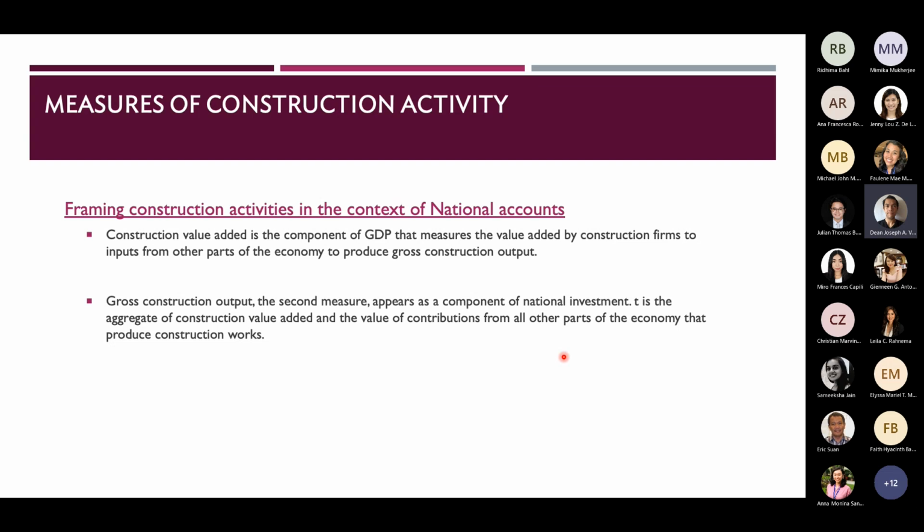It is a component of the national investment, which is the gross capital formation. It is the aggregate of construction works value added and the value of contributions from all other parts of the economy that produce construction works. A third metric is also important, but from the perspective of national accounts, or macroeconomic accounting, it's not that useful. That is the contractor's value added and output. It limits the metrics I have mentioned to the perspective of the contractor, which is already included in these measures of construction statistics. It has a different use. I'm not really sure what that is for, but for some researchers, it's also important to zero in on the contractor's output and value added.